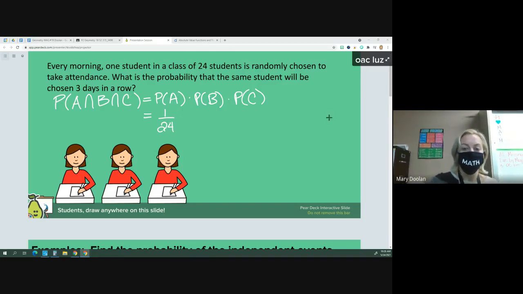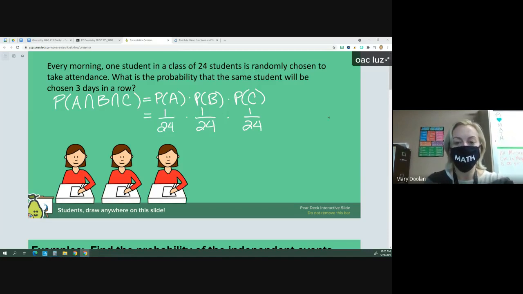And then that happens on the next day. Well, again, there's 1 possibility that we want, and there's 24 total possibilities. And on the 3rd day, still, it's the same exact probability every day. Now, what I need to do is multiply these 3 fractions together.